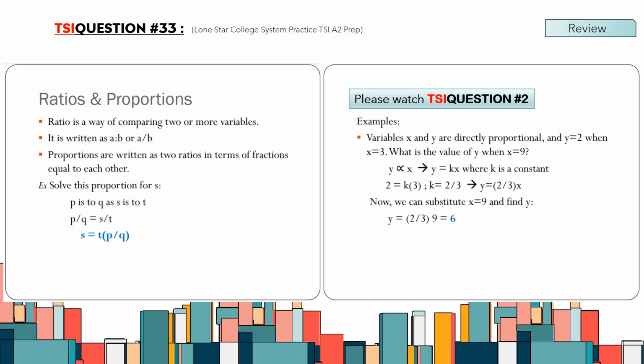Today we are talking about ratios and proportions. First of all, we have to know the definition of a ratio. A ratio is a way of comparing two or more variables. If we have A is to B, we write it as A colon B, or A dash B. It looks like division, so it can also be written as the fraction A over B.